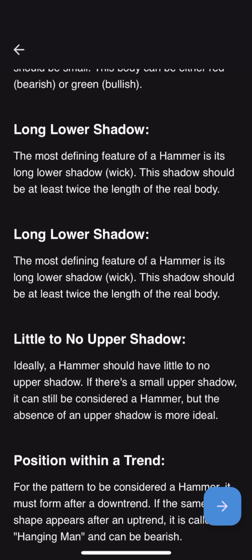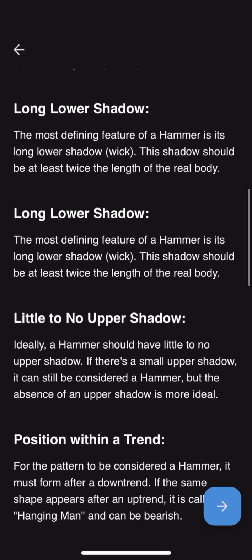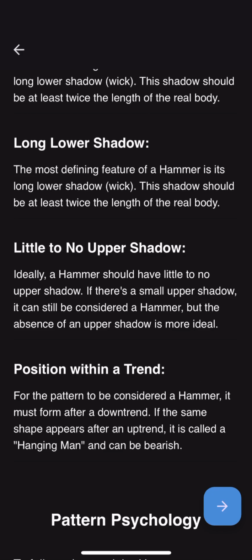Position within a trend. For the pattern to be considered a hammer, it must form after a downtrend. If the same shape appears after an uptrend, it is called a hanging man and can be bearish.